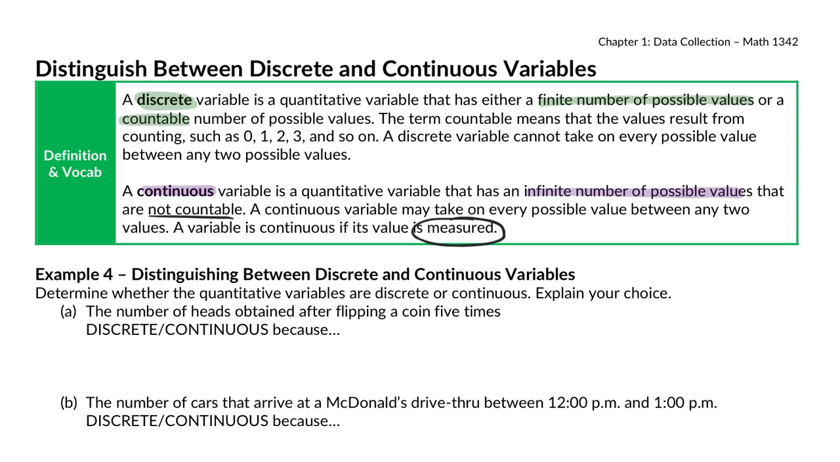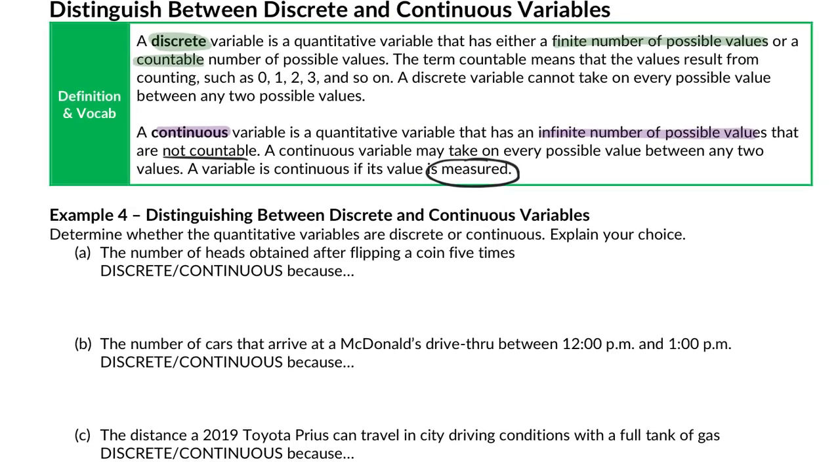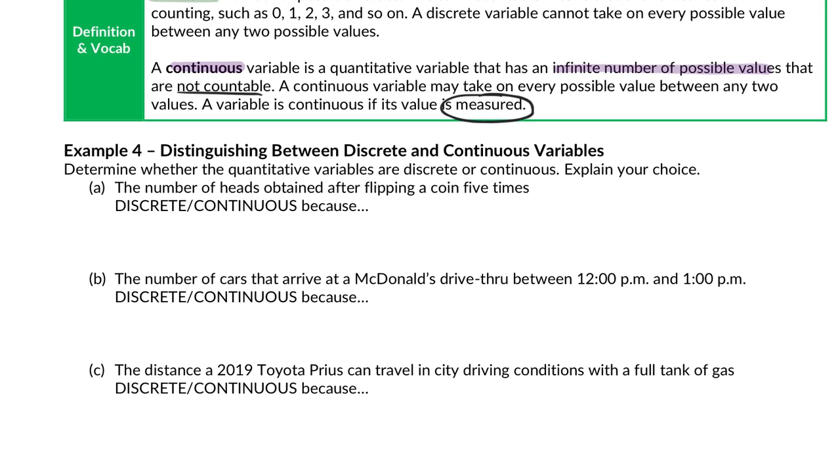Let's look at these examples. We're just going to decide if it's discrete or continuous. And then for fun, we're going to also tell the possible values. The number of heads obtained after flipping a coin 5 times. Is that discrete? Why is it discrete? Because it's countable. We can count it.